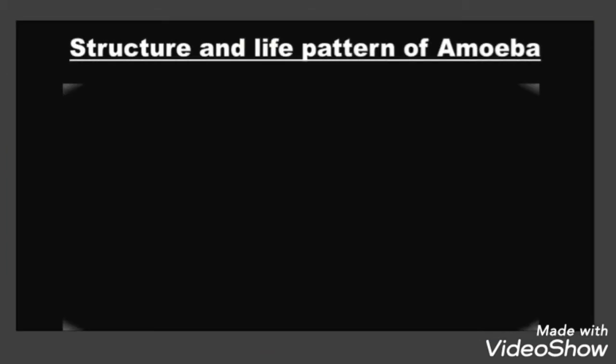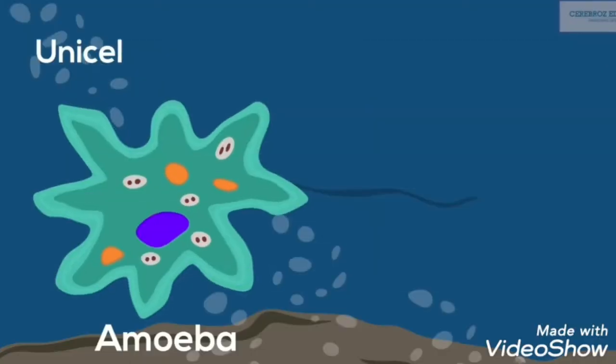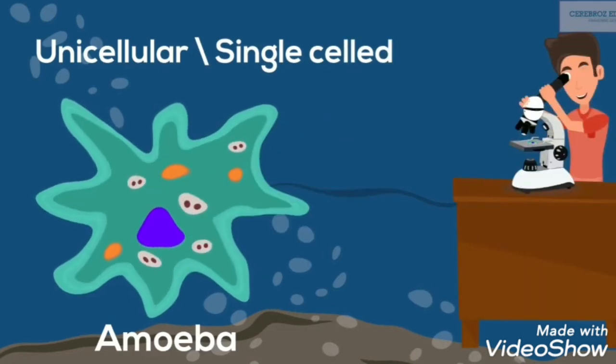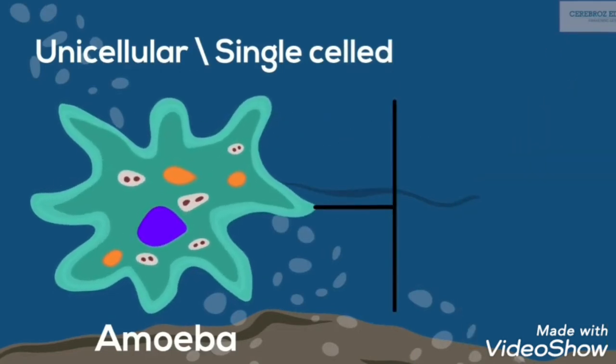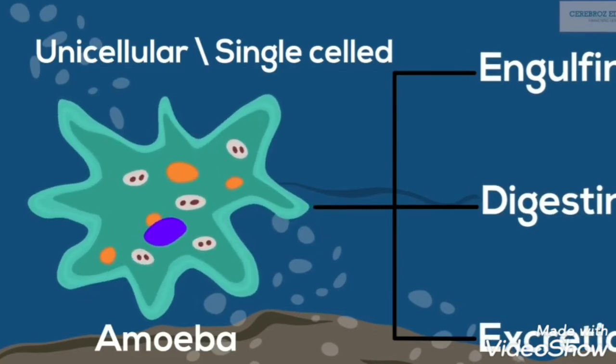Structure and life pattern of amoeba. Amoeba is unicellular, meaning it is a single-celled microscopic pond organism. Though it is a unicellular organism, it performs all the essential functions of life.